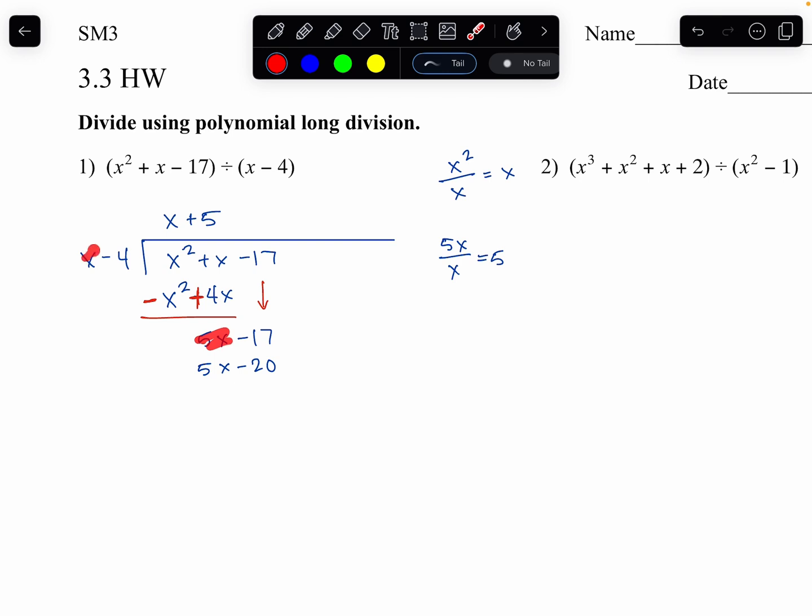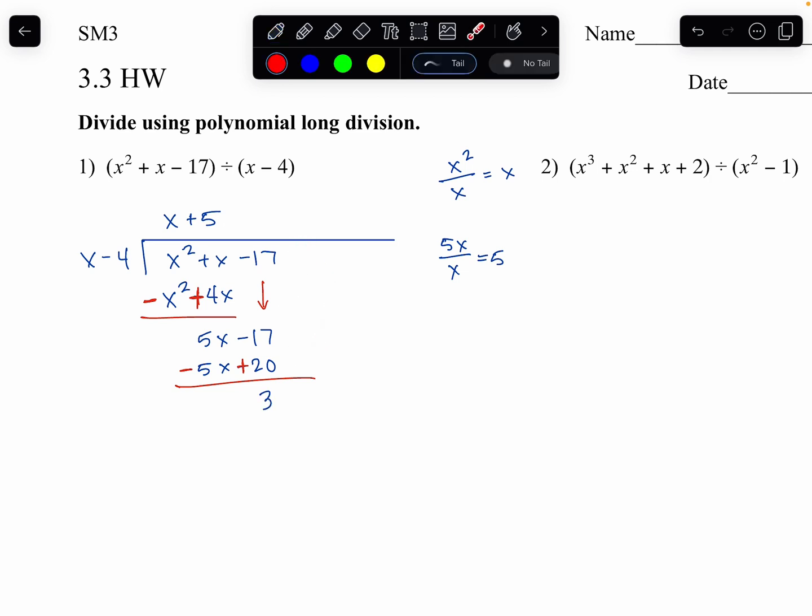So first I divided, and I got this right here. And then I multiply, and I get this right here. And now I'm going to subtract. And to subtract, I'm going to flip the signs of the terms that I have, and then I'm going to add these together. So 5x and negative 5x, those cancel. 20 and negative 17 gives me positive 3. And there's nothing left to bring down.